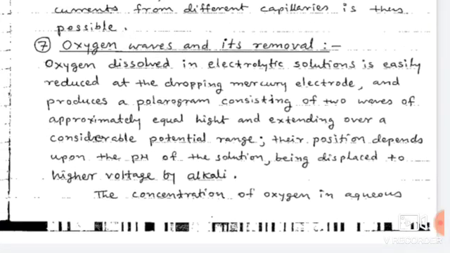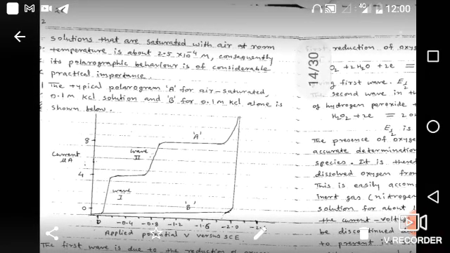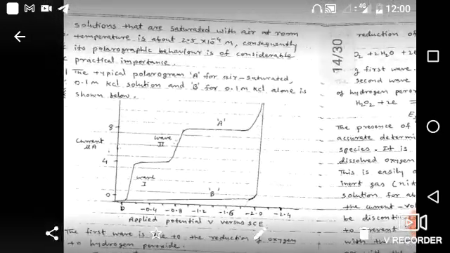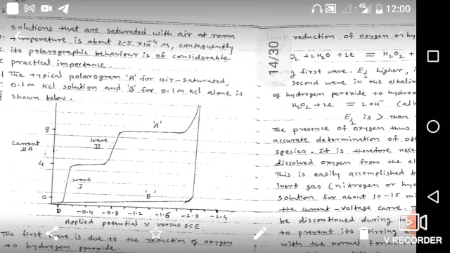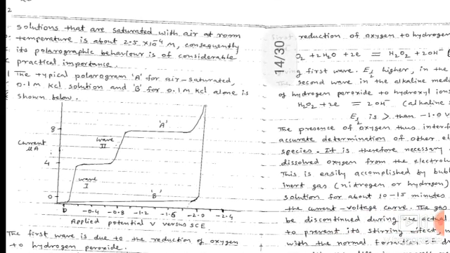The concentration of oxygen in aqueous solution that is saturated with air at room temperature is about 2.5 × 10^-4 M, that is molar. Consequently its polarographic behavior is of considerable practical importance.